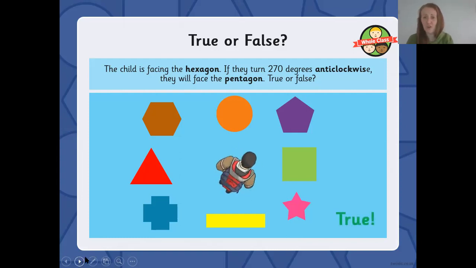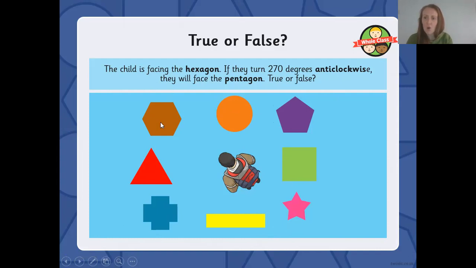Oh, it's true. Do you know why it's true? Because I went in the wrong direction. Let's go back. Here we go again. Miss Brogan needs extra help, I think, on this topic. The child is facing the hexagon. If they turn 270 degrees anti-clockwise, see, I was going clockwise, children. See, these are really important mistakes we have to make to get it right when we're doing our work. Anti-clockwise is in the other direction.